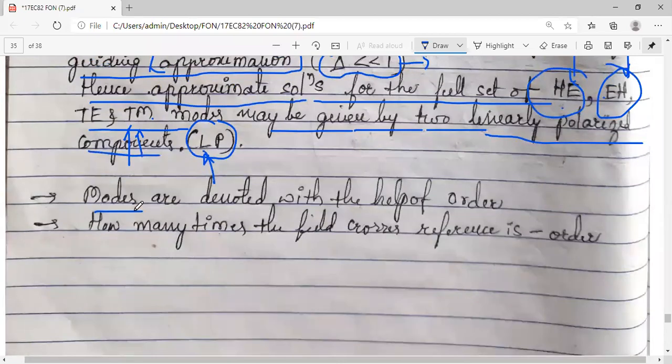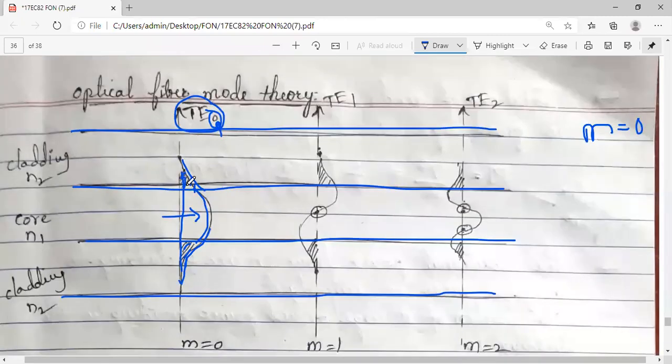So what are modes actually? Modes are the different field distributions along the optical fiber core. They are called the modes. And how do we define modes? We indicate modes by making use of order. So how will you define order? Order is the number of times the field has crossed this axis. Zero crossings, we say. So that indicates your order. Here order is 0. So the mode is TE0 mode, order is 0.